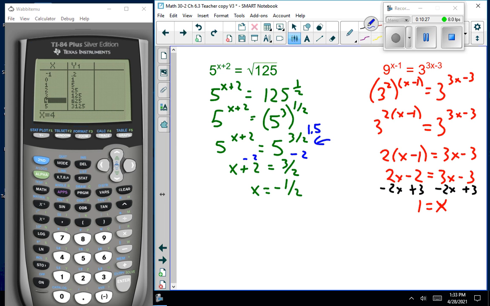And the right one. 3 squared to the x minus 1. It's a power to a power, so we multiply our exponents. That's 2 times x minus 1. At this point, I get lazy and I drop my base 3 and just look at the exponents. So multiply out, simplify, and I get x equals 1.